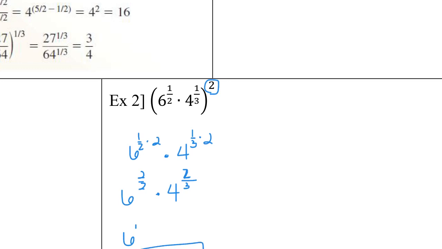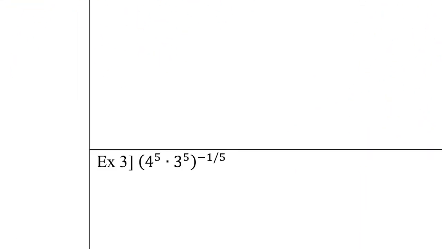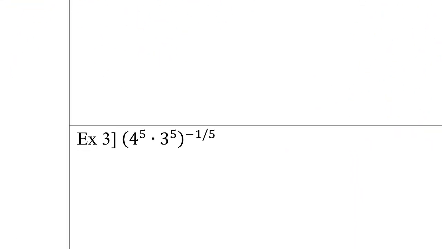Because these are not the same base, this is as far as you can simplify. Example 3, 4 to the 5th times 3 to the 5th. So again, these are not the same base, so we can't really work much with this. So what we're going to do is take that negative 1/5 on the outside and distribute it to the other exponents. So 4 to the 5 times negative 1/5 times 3 to the 5th times negative 1/5.